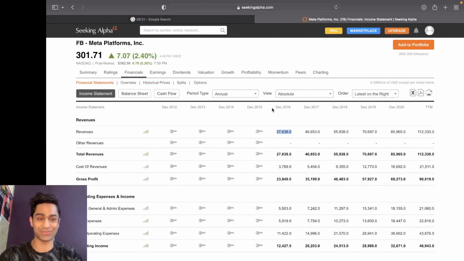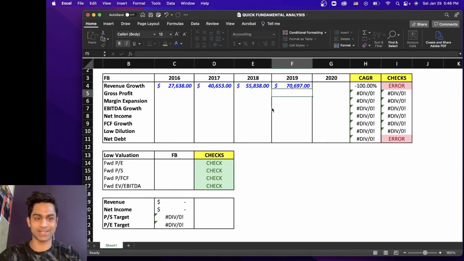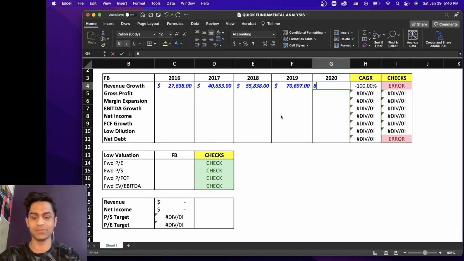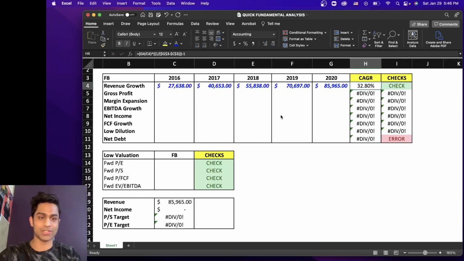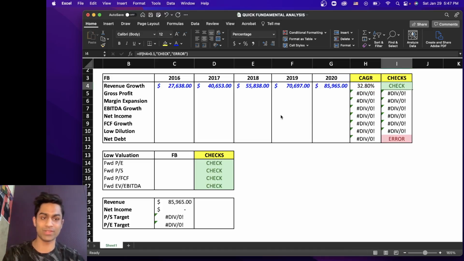And trust me, this is the process. You have to get these numbers in so that you can get on to the next step and start analyzing this from a deeper perspective. So 2020, 85,965. This formula is already plugged in. What it's doing is calculating the compounded annual growth rate for Facebook's top line. You'll notice the revenue has been growing at a compounded annual growth rate of 32%. The reason that receives a check is because it's over 10%. That's what we look for, a compounded annual growth rate of over 10%. Facebook's doing 32%. Big check mark right there for Facebook.